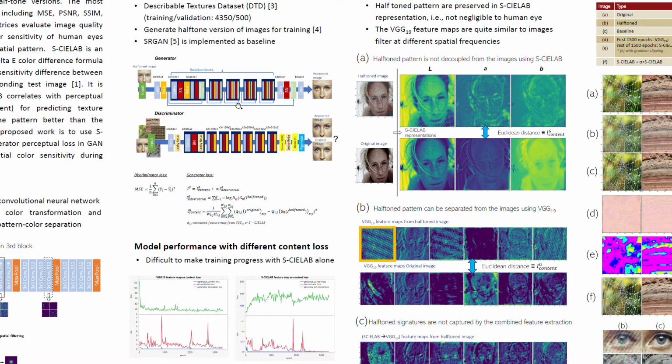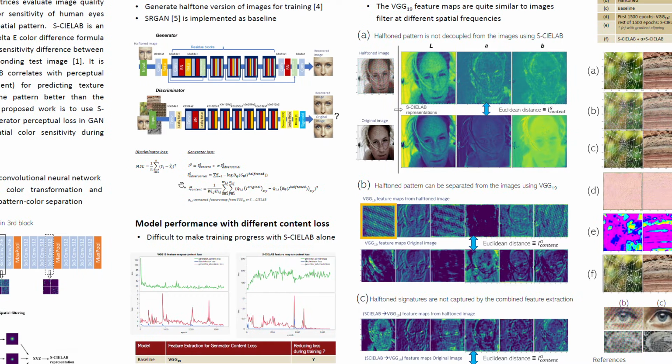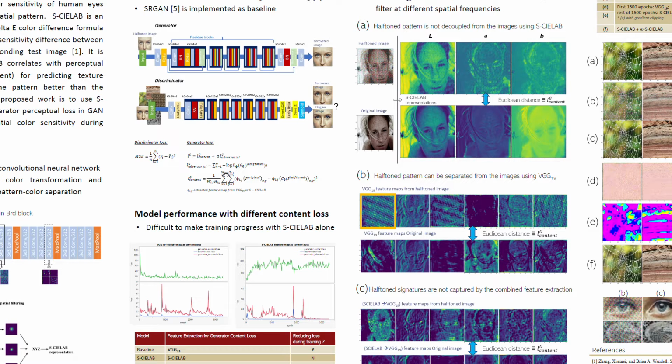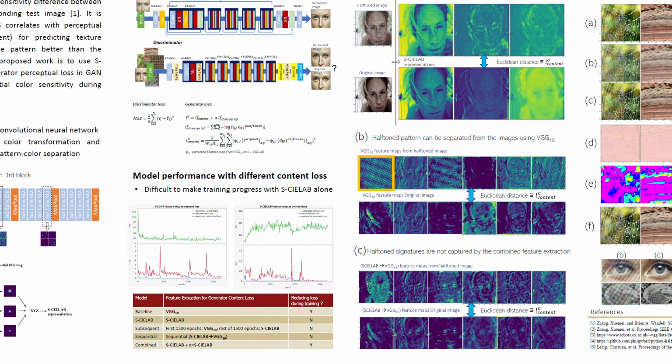The loss of the discriminator is basically the MSE loss between the predicted and the actual label. The loss of the generator consists of the traditional adversarial loss and the content loss, where the feature maps are extracted from either VGG19 or from S-CIELAB.